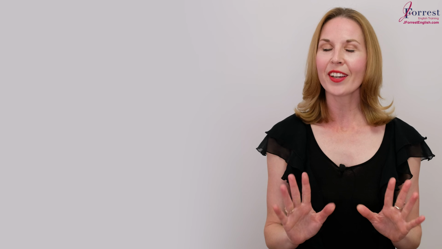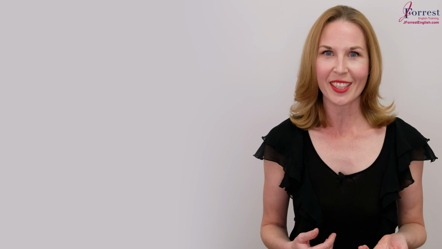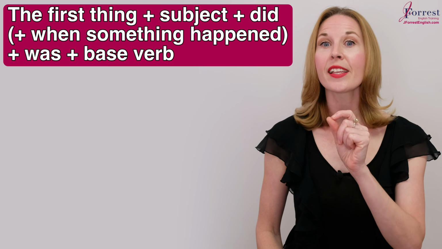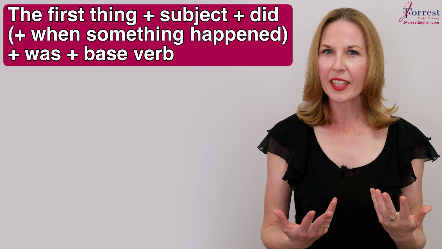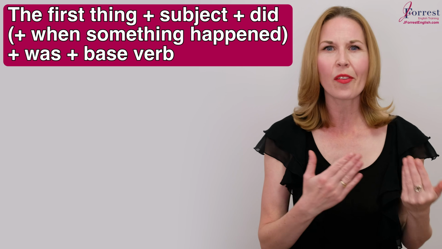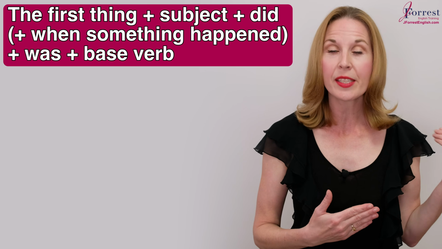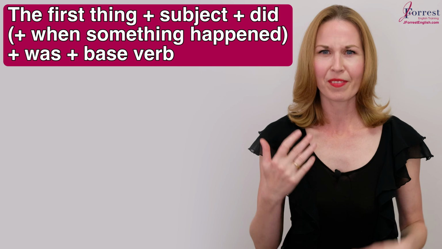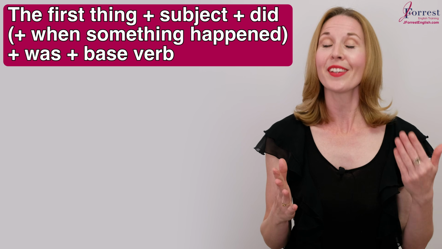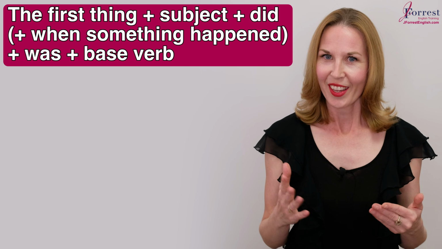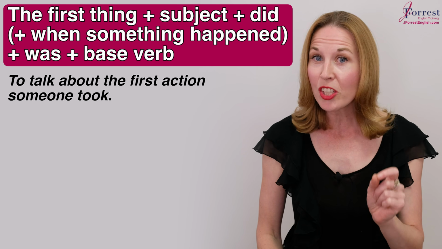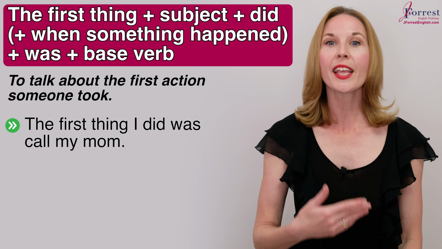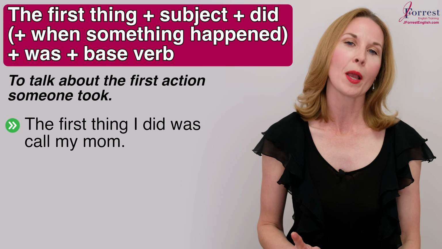This next pattern is very useful in storytelling. The first thing plus subject plus did. Now, optionally, you can add on when something happened. So notice happened is in the past. Was, base verb. This is a long pattern, but it will make sense once you see it. This is to talk about the first action someone took. The first thing I did was come looking for you. The first thing I did was call my mom.